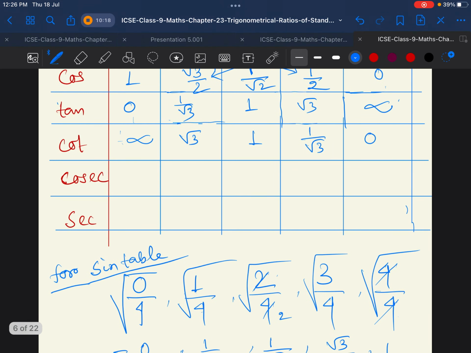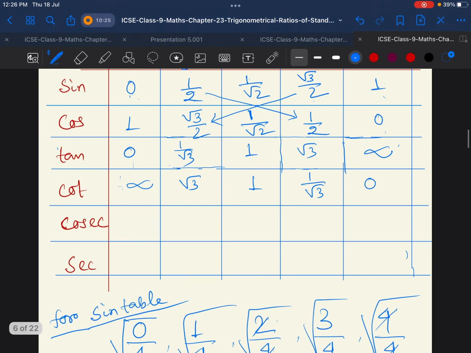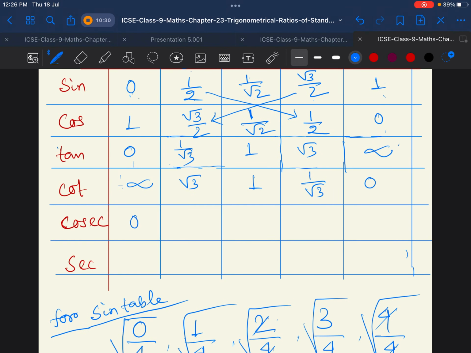Now cosec. We know cosec is the reciprocal of sin theta. So cosec 0 will be 1 by 0. This is not defined, infinite.